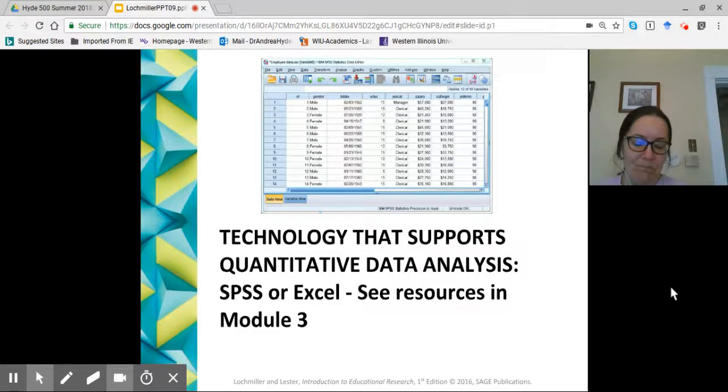And finally, I have to refer you once again back to Module 3 to look at the resources for the technology that supports quantitative data analysis. And here is just a screenshot of what SPSS looks like. When I was studying social sciences in the late 90s, we worked on SPSS before it had this very Windows friendly interface. So this looks to me a lot more like Excel than it used to.